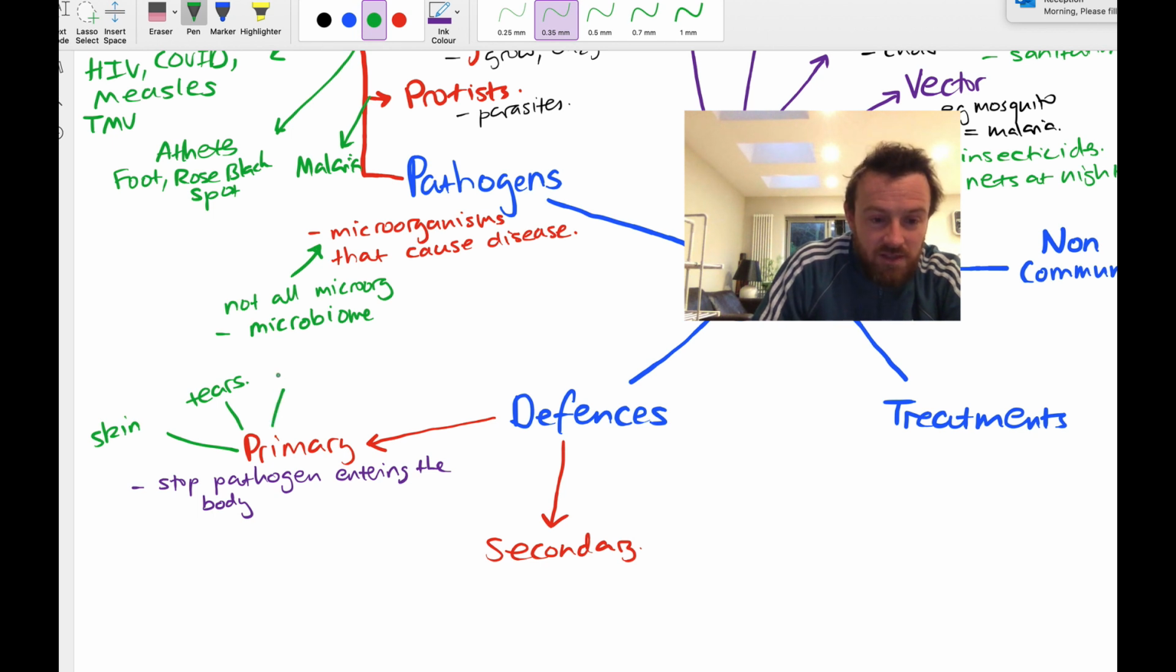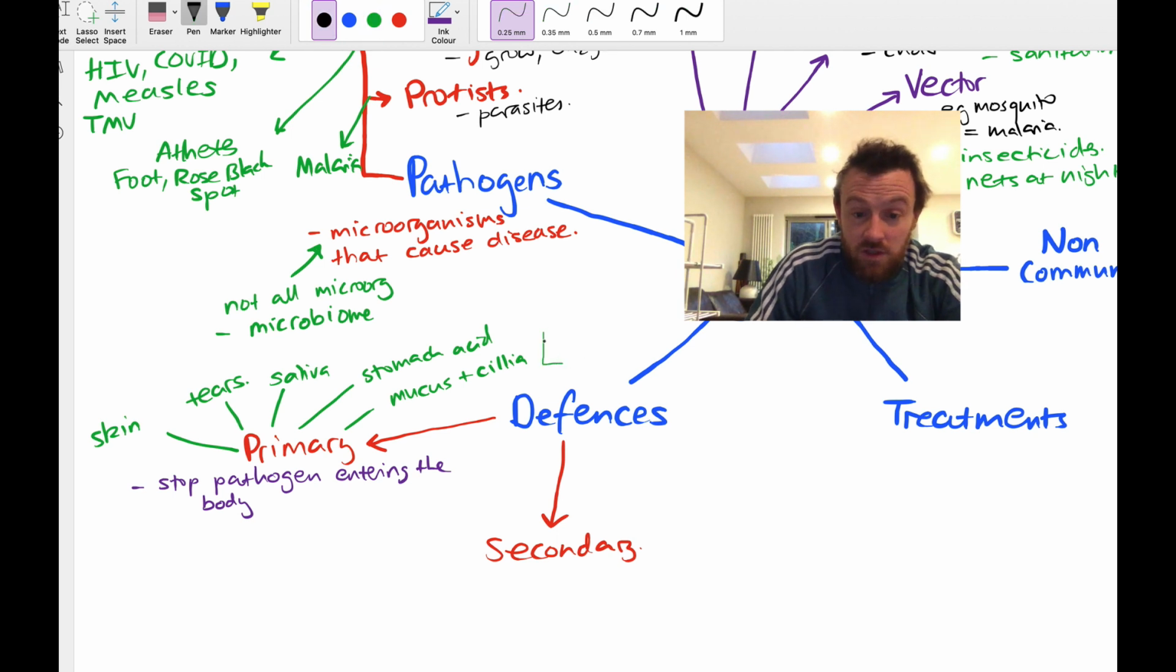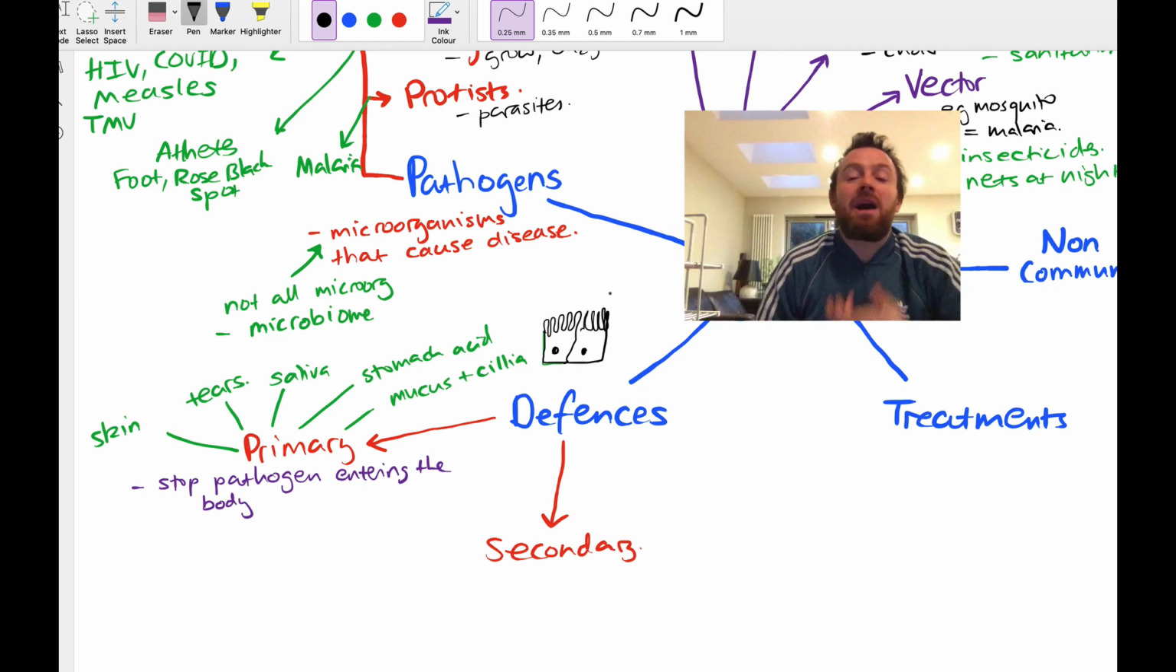We've got stuff like saliva. We've got stomach acid. We've got mucus plus cilia. Just draw a very quick little diagram. Remember, the cilia are kind of cells that have little wavy bits like that, and they work together to carry particles up out of the respiratory tract, and the mucus sits on top of those.